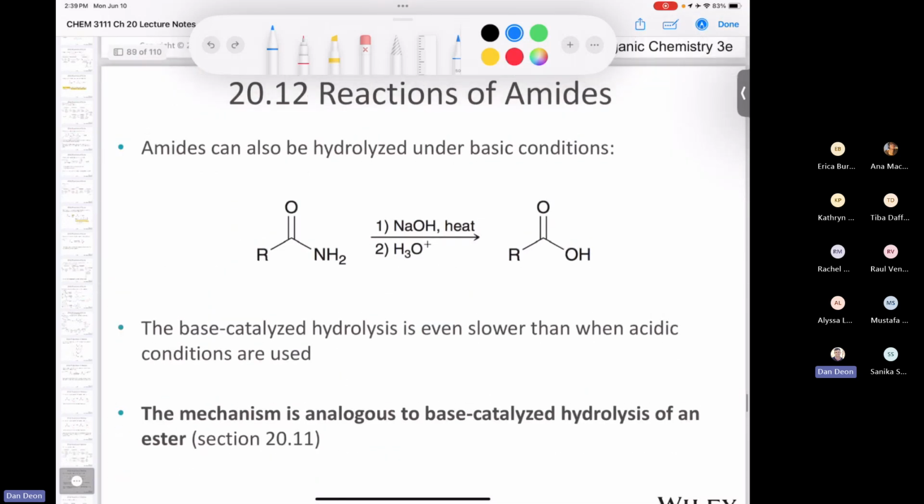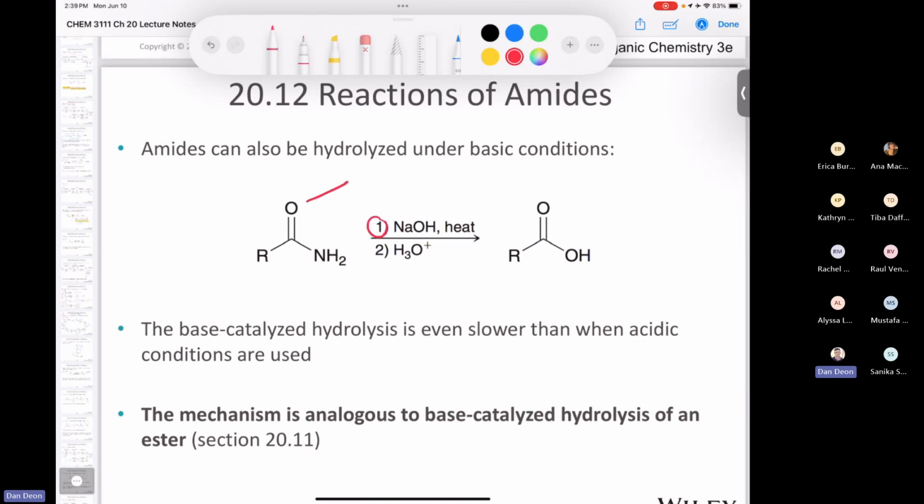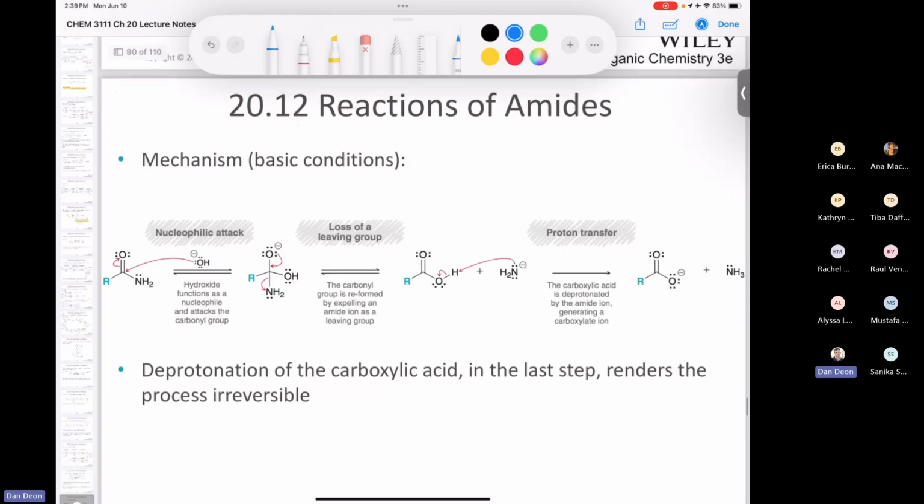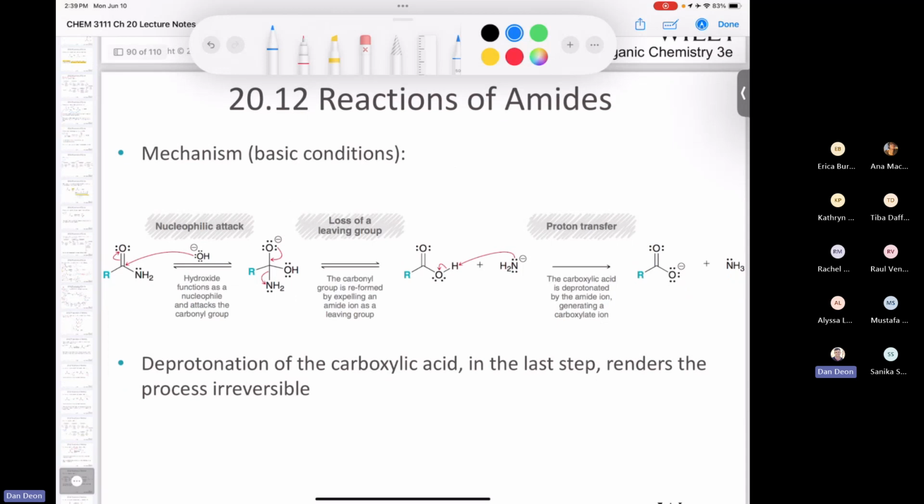And then it says here that an amide can also be hydrolyzed under basic conditions. I bet you could figure out that mechanism without my help too. But it says here the base catalyzed hydrolysis is even slower than when acidic conditions are used. Now, let's take a look. Remember, right after the first step, you're going to end up with the carboxylate ion. And so that's why you need step 2, which is going to protonate to give you the carboxylic acid. But let's take a look. The first step here is not a proton transfer. It's a nucleophilic attack. Why? Because hydroxide is actually a very good nucleophile. So it attacks.